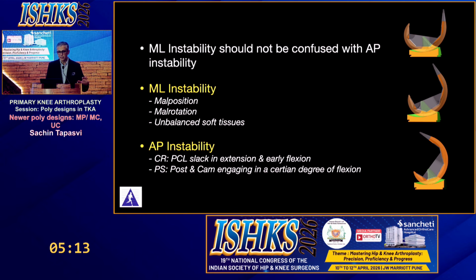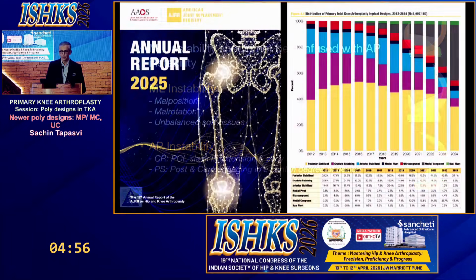The ML instability should not be confused with your antero-posterior instability, which essentially is a function of the balance between your ACL and your PCL. Most of us will always remove the ACL, and essentially how you balance the PCL will tell you the amount of AP instability that you're left with.